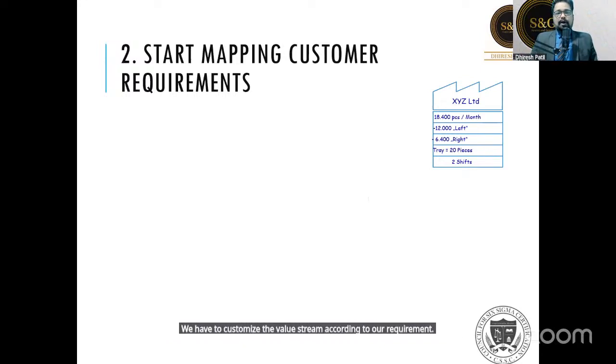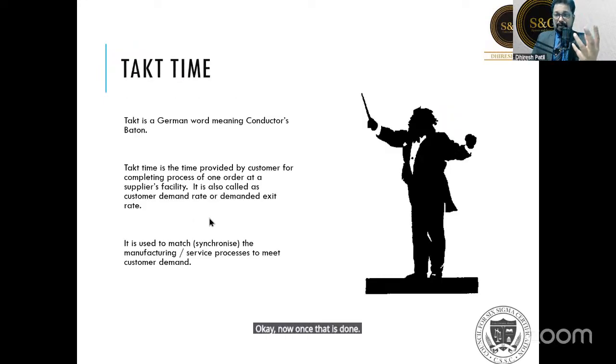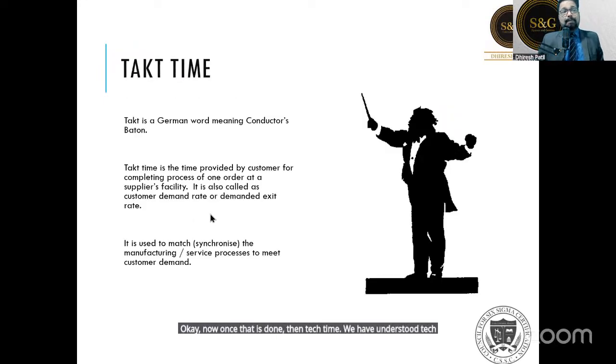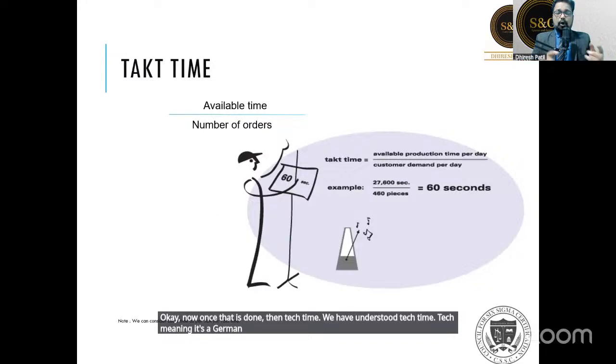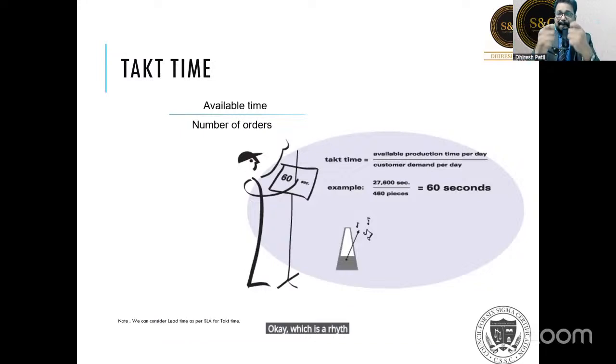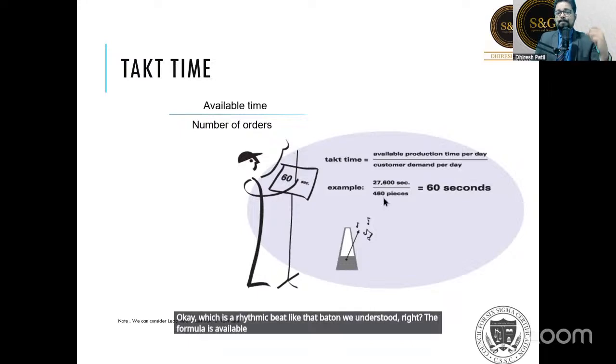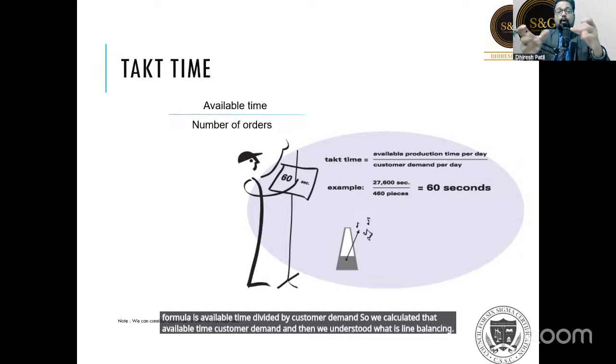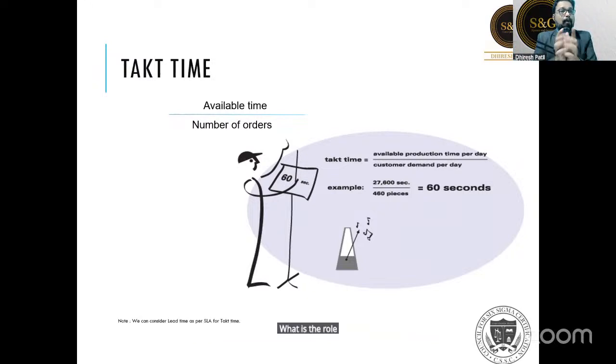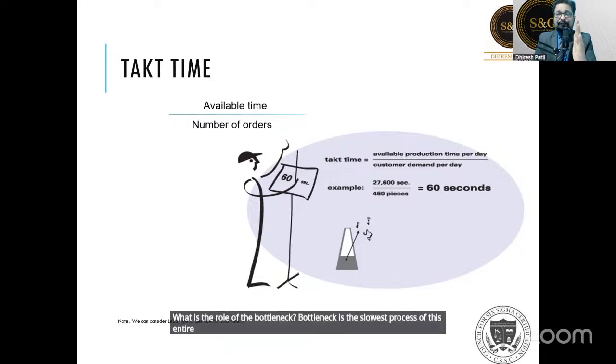Now, once that is done, then takt time. We have understood takt time. Takt is a German word basically, which means a rhythmic beat, like the baton we understood, right? The formula is available time divided by customer demand. So we calculated available time and customer demand. And then we understood what line balancing is, and what the role of the bottleneck is. Bottleneck is the slowest process of this entire value chain, and that defines the pace of the output.